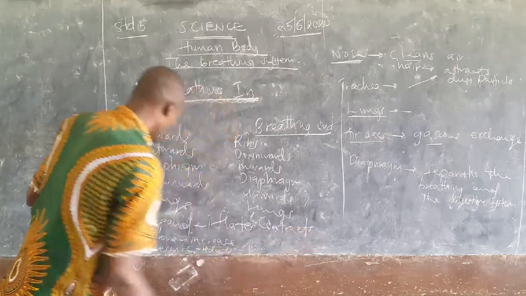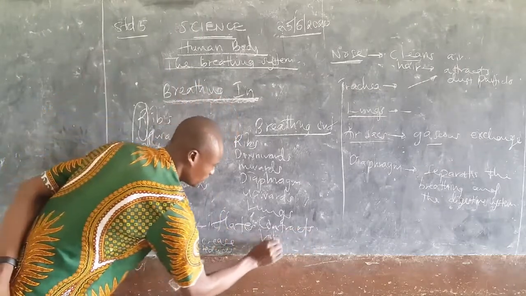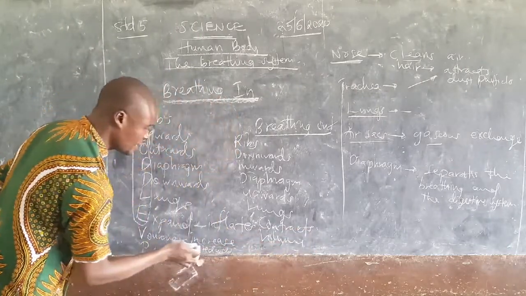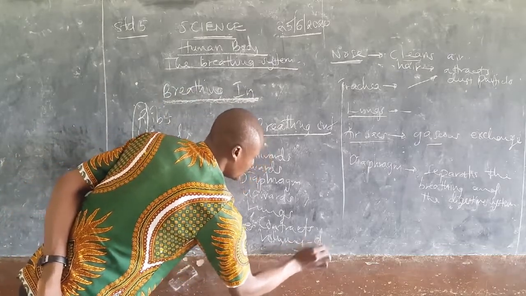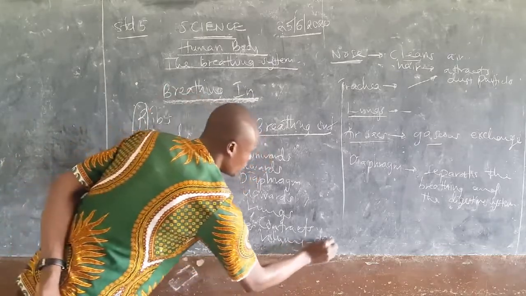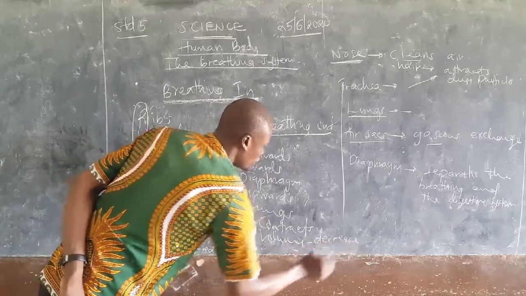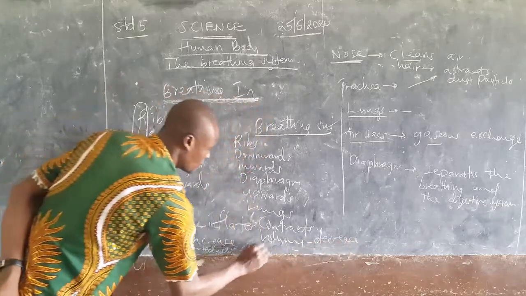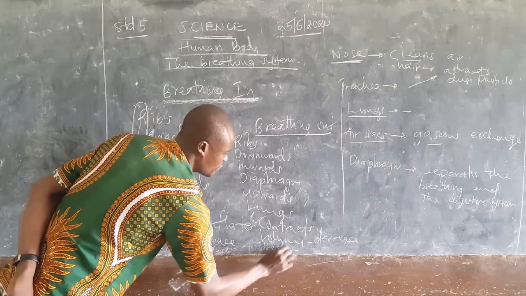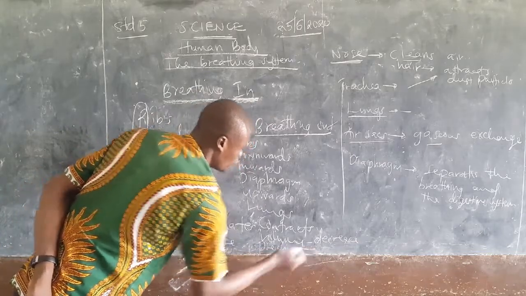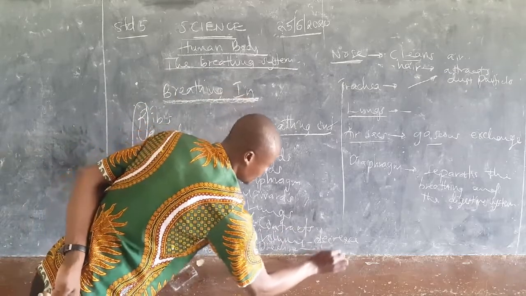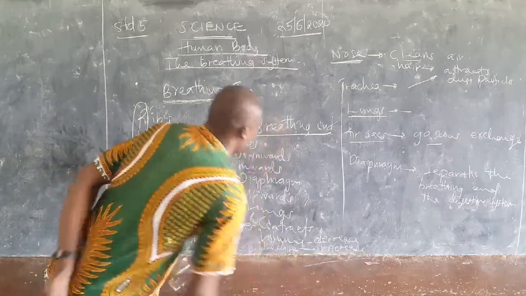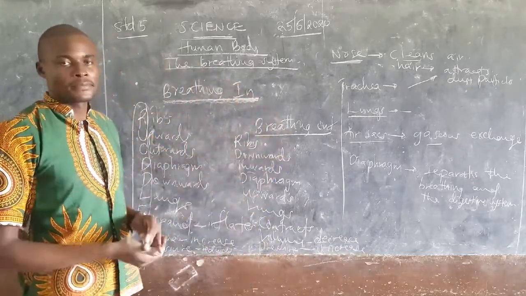The lungs will contract. And then the volume, which increased before, will here decrease or reduce. And then the pressure automatically takes the opposite of the volume. Once volume decreases, pressure will increase. And that is the breathing out.